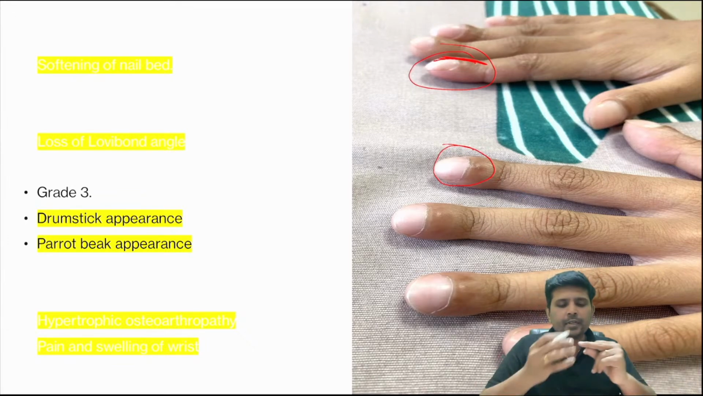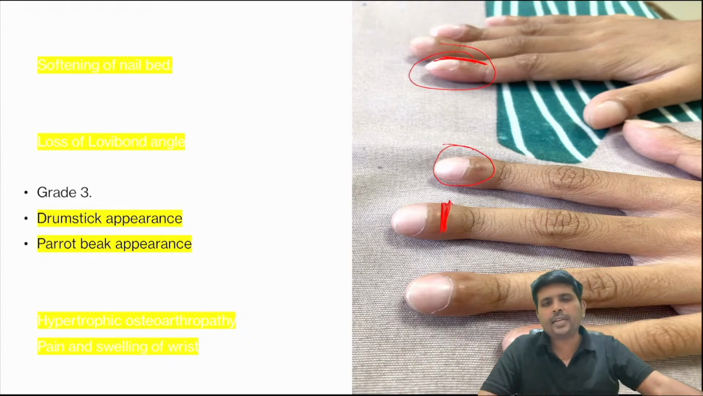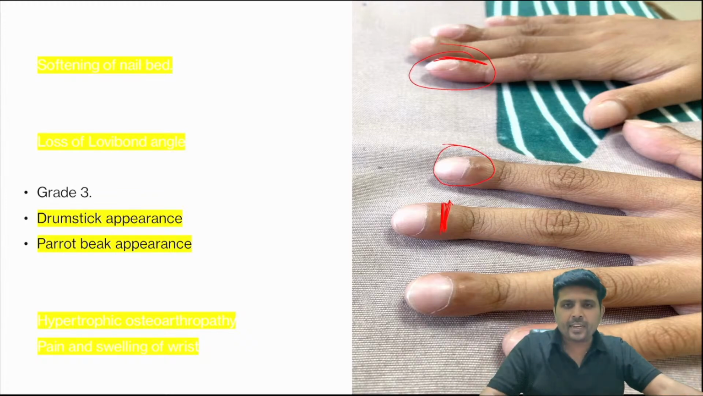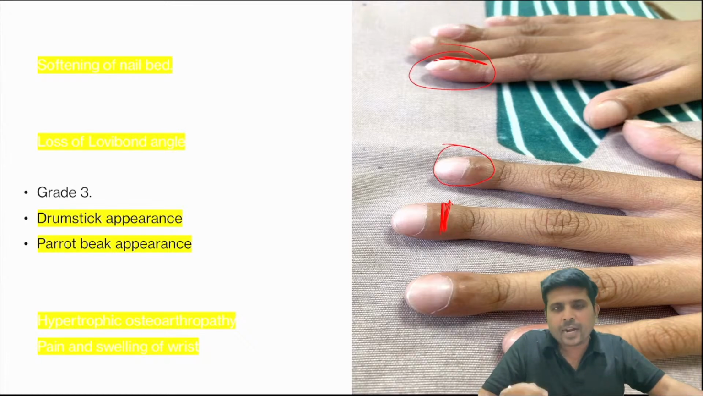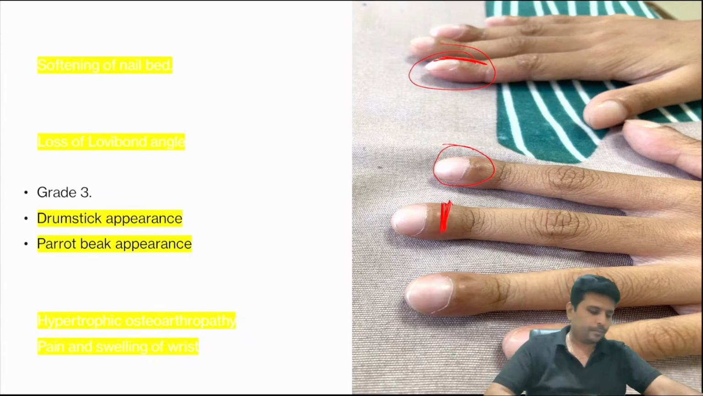Okay. What is drumstick appearance? Increase in the soft tissue in the horizontal manner. This is called drumstick appearance. So grade 3 is either parrot beak or drumstick appearance. Obviously, many of our undergraduates will pick up clubbing only in the presence of parrot beak or drumstick appearance.